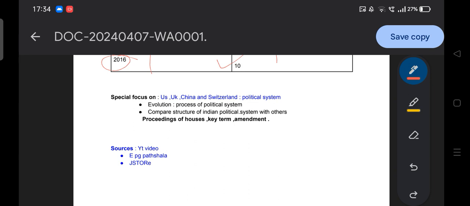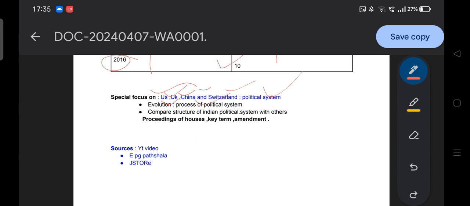So on this note, let me share a few points which I have understood personally, and I will try to cover them in our upcoming sessions. Special focus on the USA, UK, China, and Switzerland political systems, their evolution and process. We need to cover each constitution and its evolution: how it started, when it started, and when it has been amended. And what the features of its political system are, how it is different from India and how it is similar to India. In that we will cover the maximum things which can be asked in your examination.